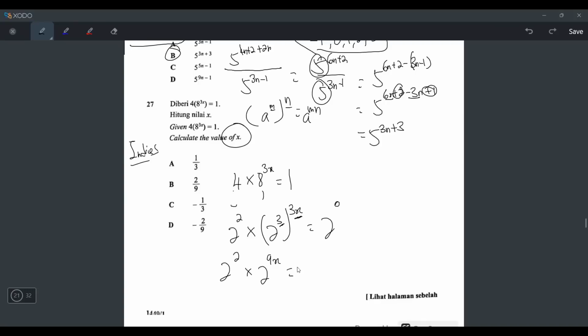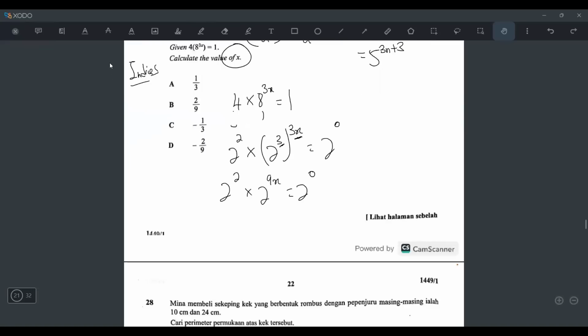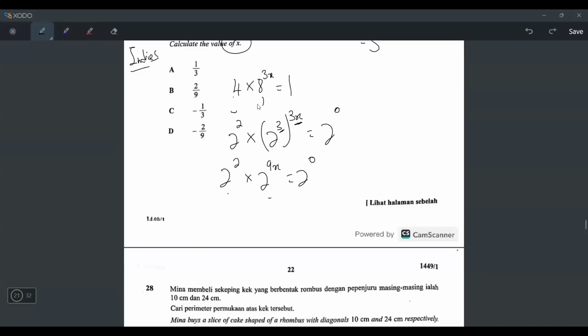That's why 9x equals 2 power 0. Now I can use this one: same base, the powers I add. Why can I use this? Because now the base is the same already. Originally it's not the same, but now I make it the same. That's why now I can take base 2, and the power I can add, because in the middle is times. So 2 plus 9x equals 2 power 0.